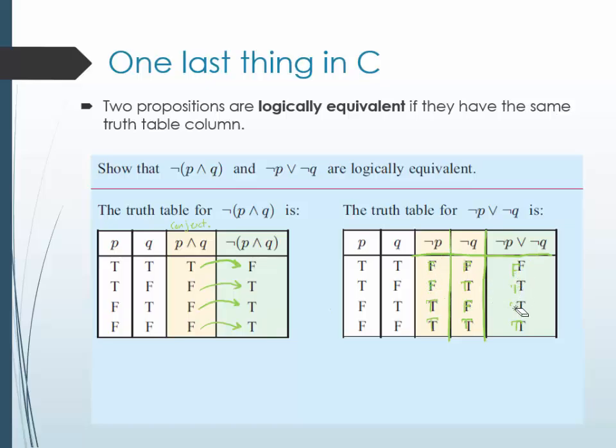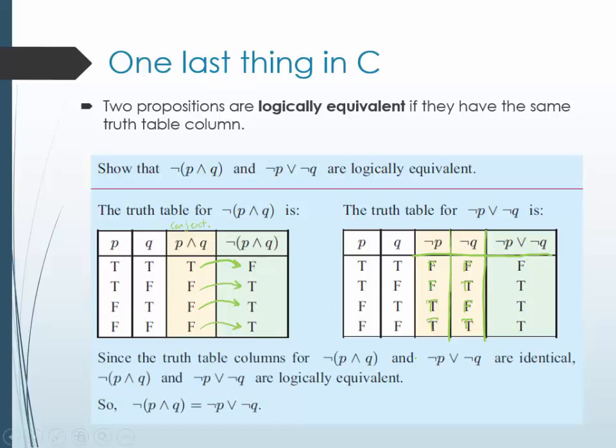All right, so we end up getting the same values, okay? We end up getting F, T, T, T, false, true, true, true, which means that since the truth table columns are identical, we call those logically equivalent. So they equal each other. Now, if you look at this on a Venn diagram, it'll be the same areas shaded.